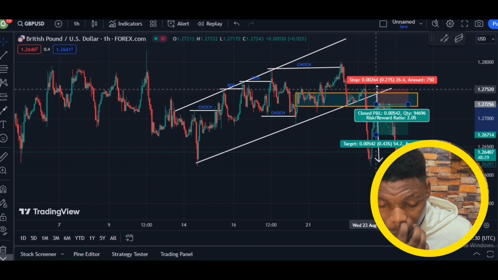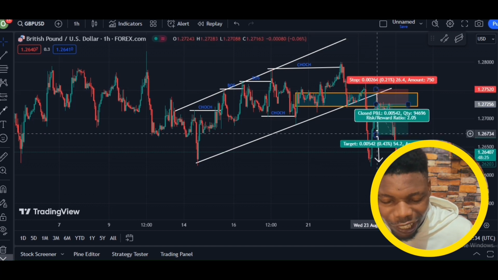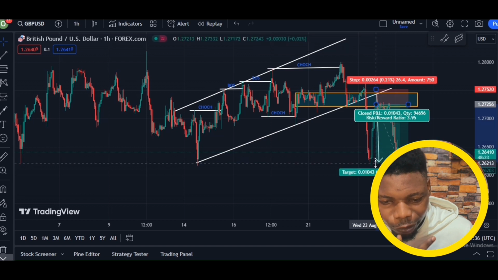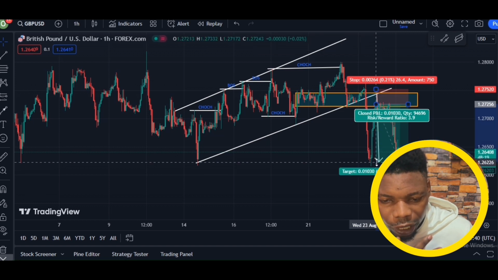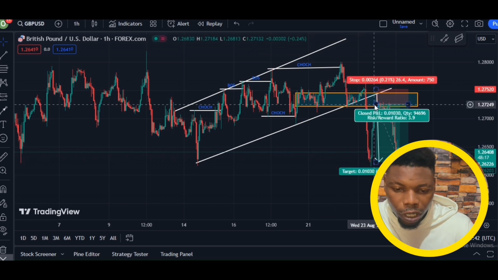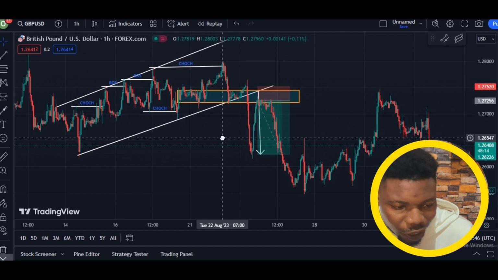The second one is a bit risky, but this has an 80% win rate. You can take it anywhere, guys. So this gives us close to 1:4, thereabouts 1:4. This is okay if you ask me, but we can still take more.